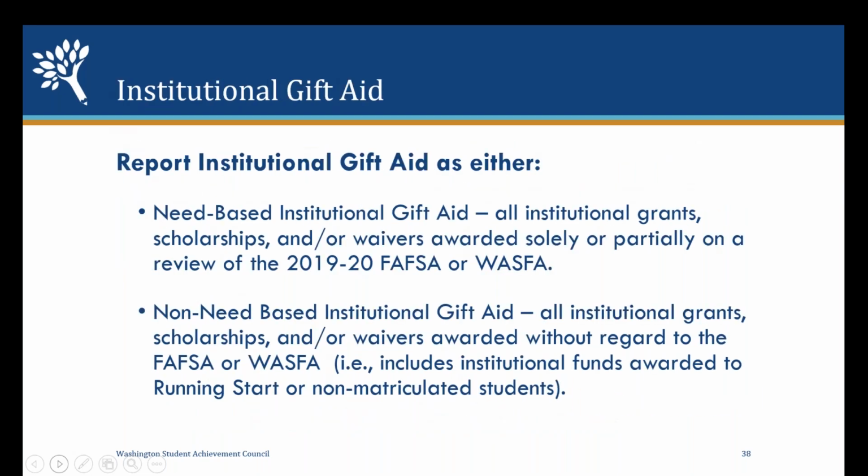You need to report institutional gift aid as either need-based institutional gift aid if it was need-based. All institutional grants, scholarships, and/or waivers awarded solely or partially on a review of the 2019-20 FAFSA or WASFA should be reported as need-based institutional gift aid. Conversely, all institutional grants, scholarships, and/or waivers awarded without regard to the FAFSA or WASFA should be reported under the non-need-based institutional gift aid category. And it includes institutional funds awarded to Running Start or non-matriculated students.